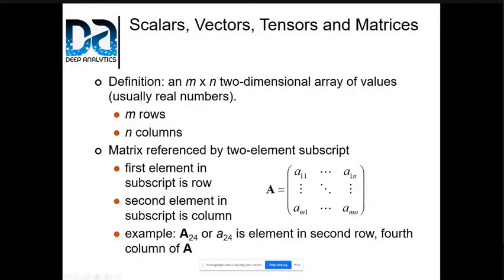So, let's talk about matrices. A matrix is normally an M by N two-dimensional array of values, representing the number of rows and the number of columns. So matrices are referenced by two element subscripts. The first element is the subscript in the row.